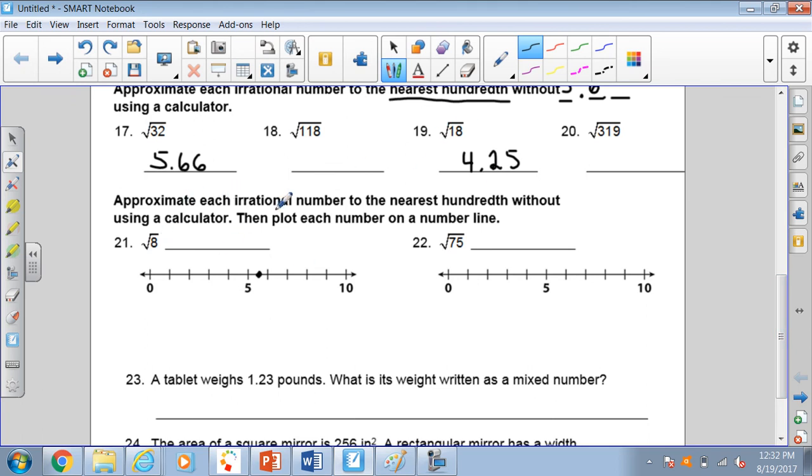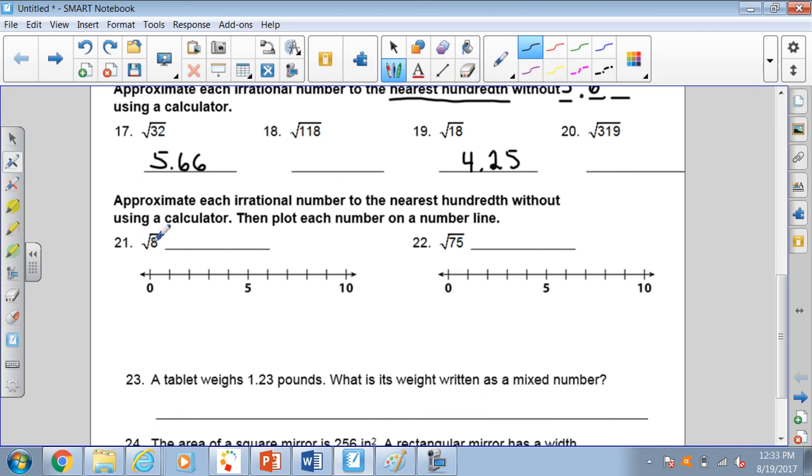Number 21 says approximate each irrational number to the nearest hundredth without using a calculator. Then plot each number on the number line. Oh boy, here we go again. Well, let's keep in mind over here, this must have been a mismark. I'm going to see if I accidentally, yes, that was me.